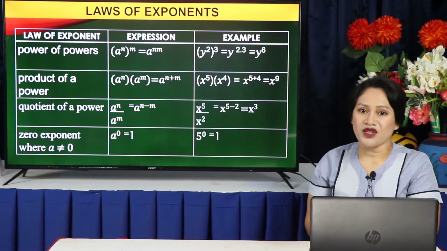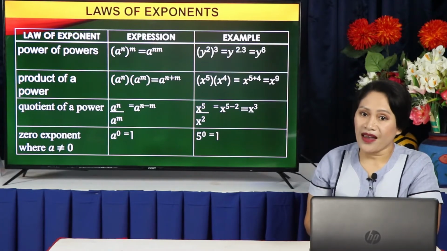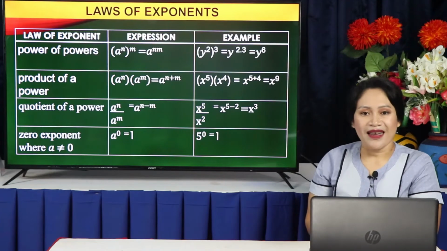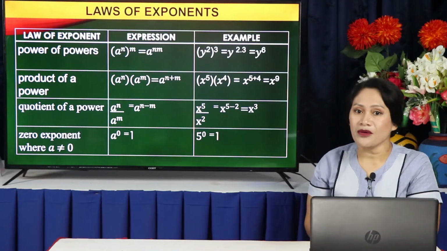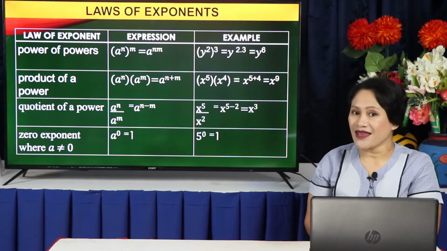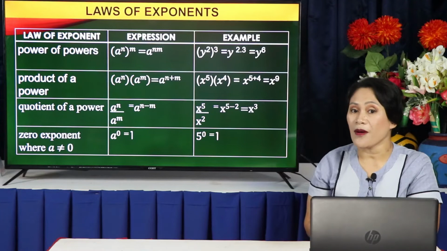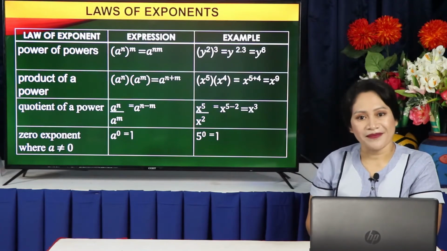And the last one is what we call the zero exponent. But remember, a should not be equal to 0. And the expression says a to the power of 0 equals 1. Example, any number when raised to the power of 0 is equal to 1. So 5 to the power of 0 is 1.